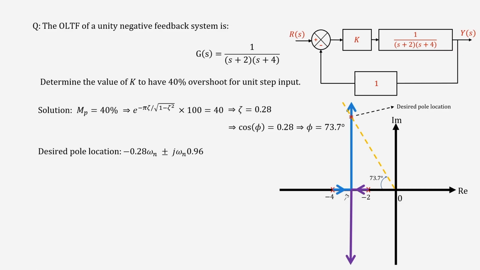degrees. If you draw a line which makes 73.7 degrees with the negative side of the real axis, then this line will cut the root locus at this point. So, this point becomes your desired pole location. Why is this the desired pole location? Because what is root locus at the end of the day? Root locus is the collection of all the closed loop pole locations when you vary the value of k from 0 to infinity.